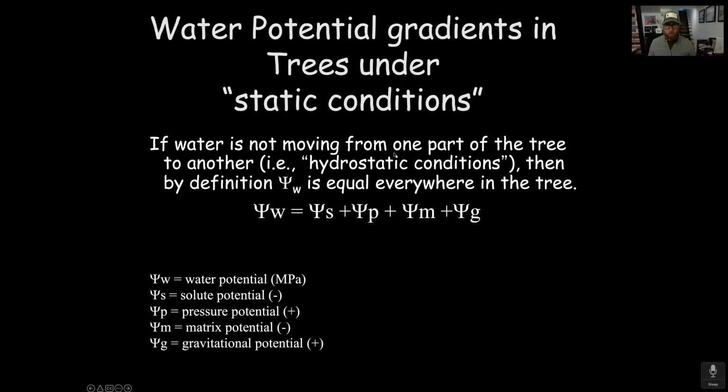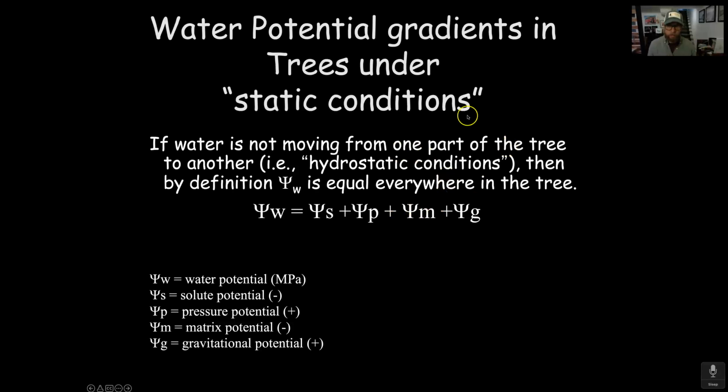Water potential gradients in trees under static conditions are ones where they're not changing really rapidly. They change over time fairly slowly, but we still consider these static conditions. When the water's not moving in the plant, that's a hydrostatic condition, and even when the water isn't moving, we have gradients of water potential. That wasn't what I wanted to get into. I forgot that was the title of the slide, so I wanted to explain it.